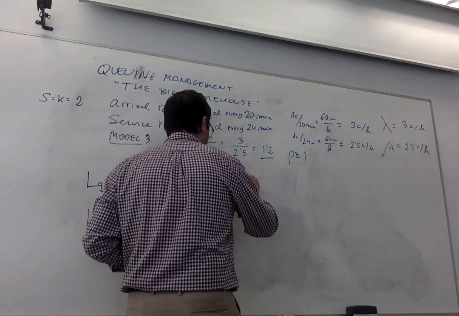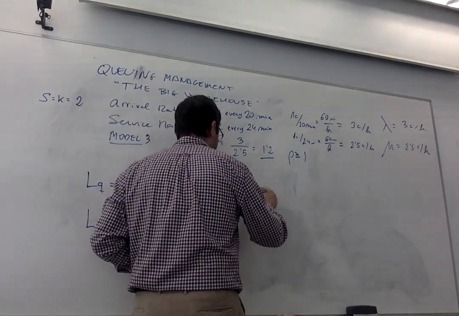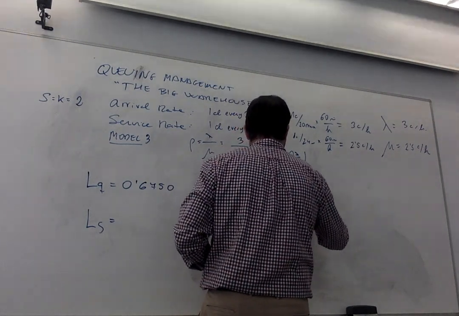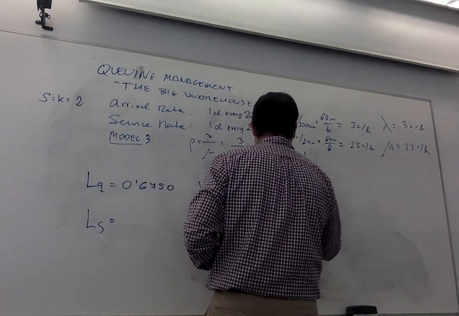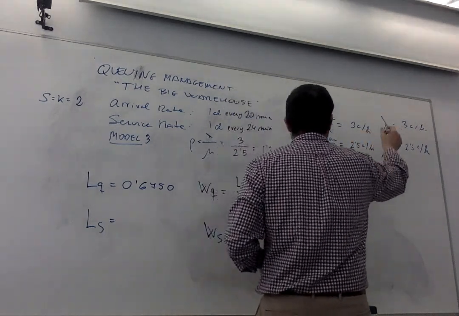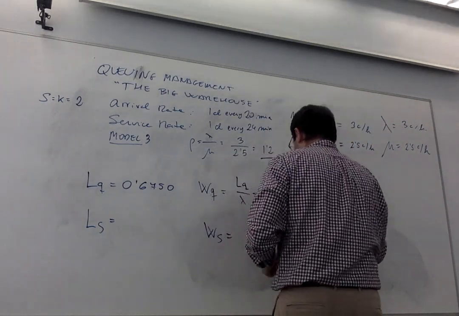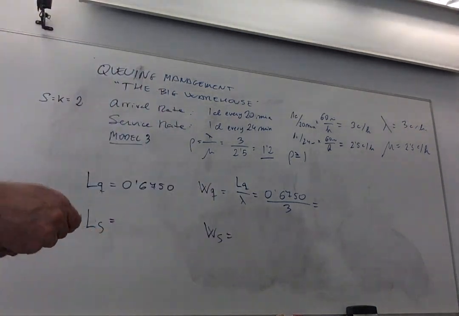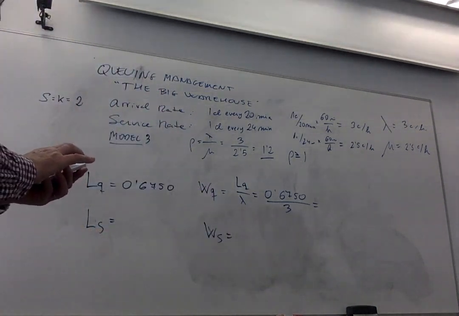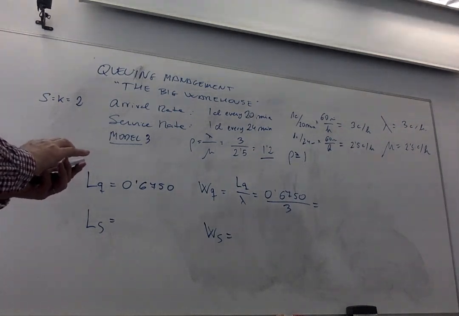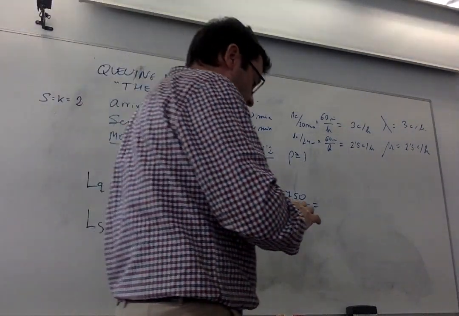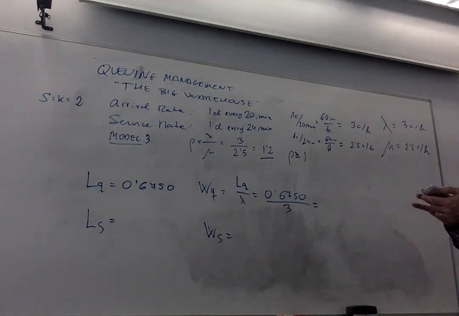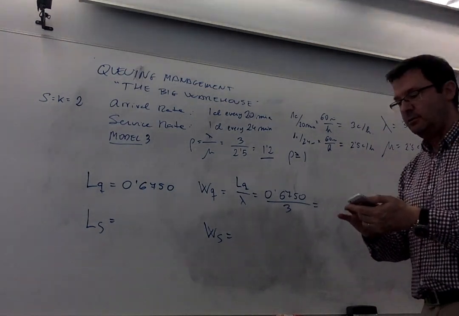So remember that WQ is LQ divided by lambda. So in this case, this is 0.6750 divided by lambda, that is 3. You can do it at home, okay? And then we check the result. Try it, so you practice. That's 0.225.